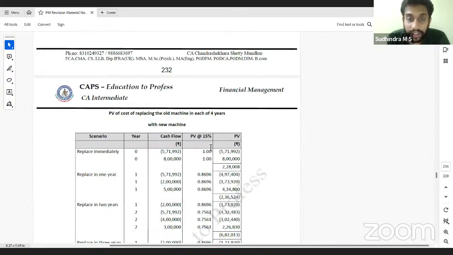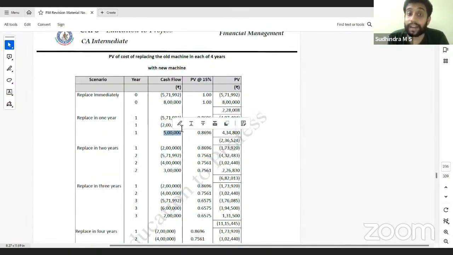So what is the net benefit? Minus 2 lakh, 5 lakh. And I cannot directly take 571,992, 2 lakh and 5 lakh. I have to take present value because it is after 1 year. So if you take present value, I'll get negative benefit. It's a cost. It's a loss.